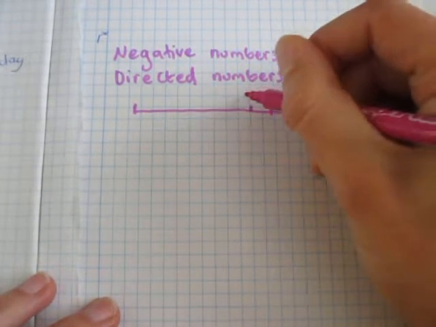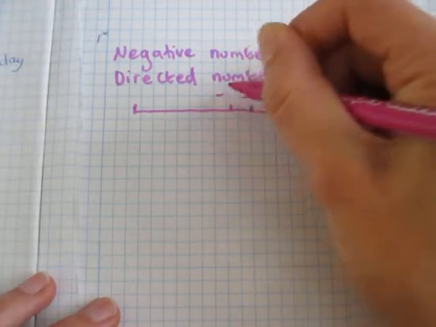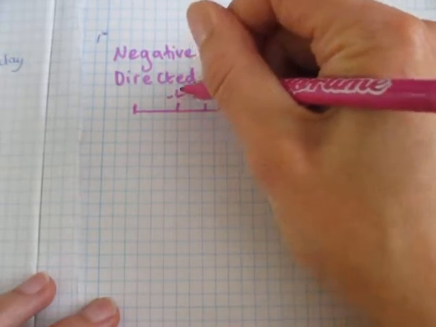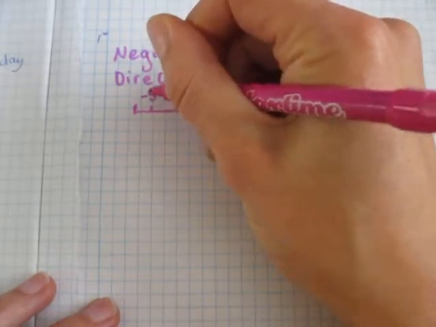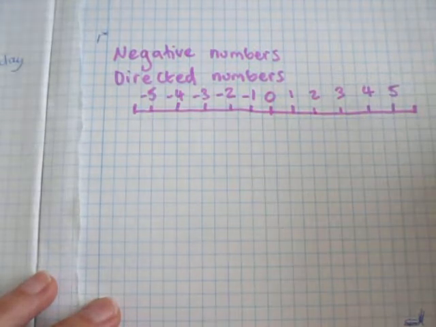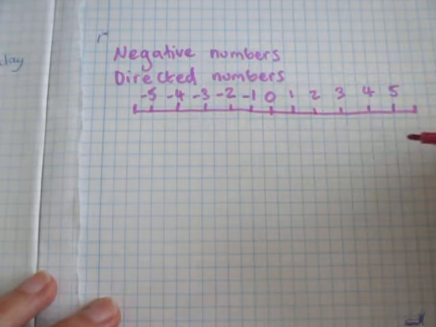we have -1, -2, -3, -4, and -5, and so on. Directed numbers are useful in certain situations.